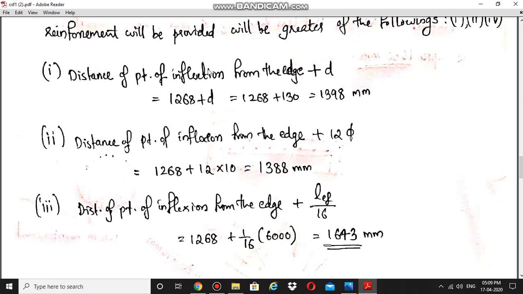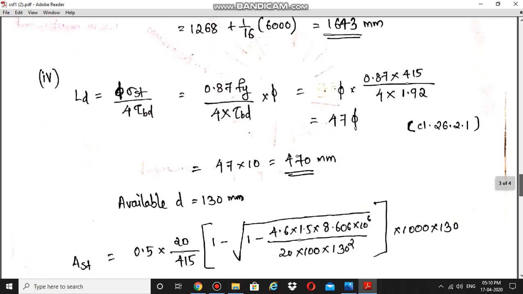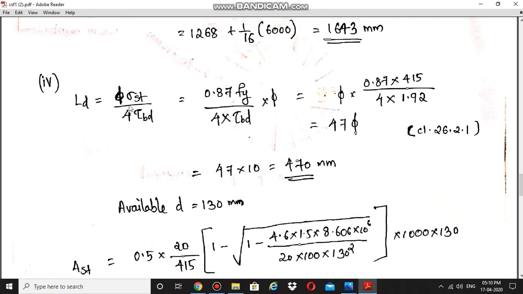The first condition is the distance of point of inflection from the edge plus D. What is the point of inflection? That is the point at which the moment changes its sign. We have already calculated that distance, that is a minus radius minus a by root 3. It is also explained from the figure of moment distribution. The second condition is the distance of point of inflection from the edge plus 12 phi, and the fourth condition is LD equal to phi sigma st by 4 tau BD. We have already found that LD value, 47 phi, in the previous case also.